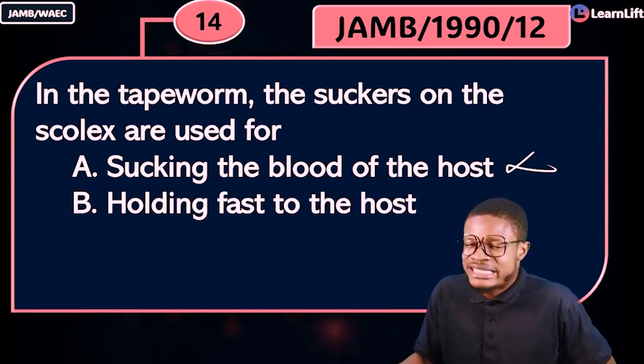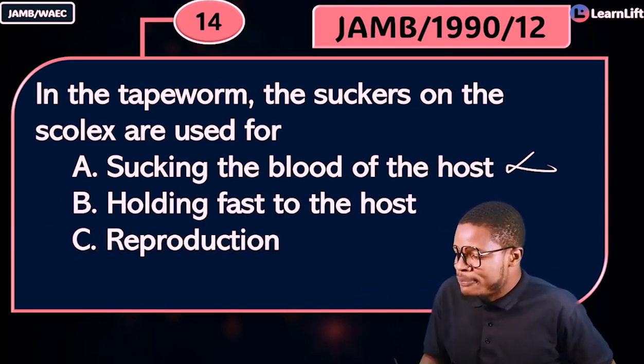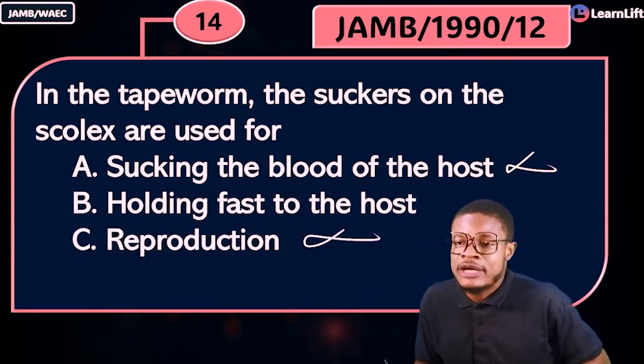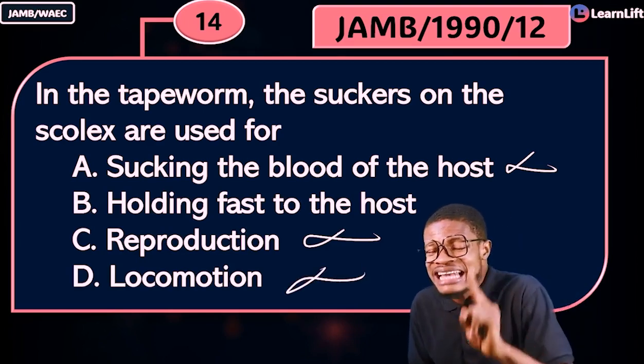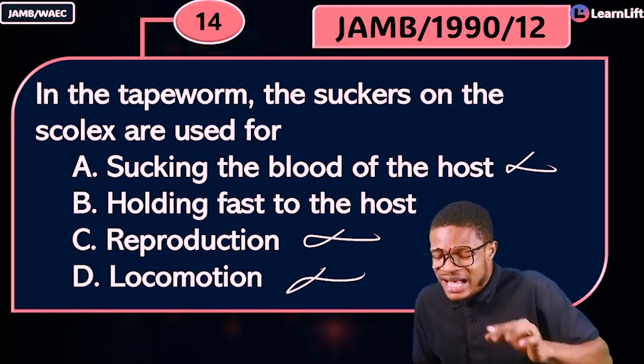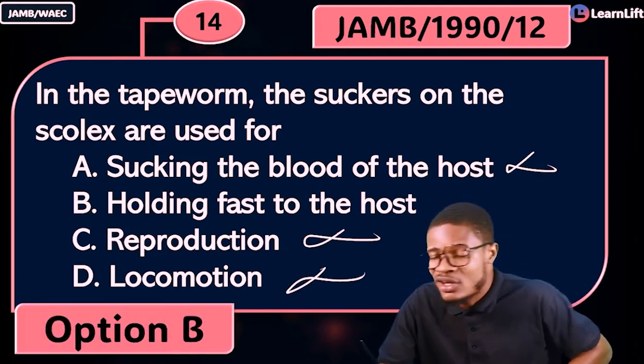Attachment. Option B says holding fast to the host. Option C says reproduction. Nothing concerning reproduction there. And then option D says locomotion. No, they are not used for locomotion. What are the suckers used for? They are used for attachment or holding fast to the host. Option B is the correct answer.